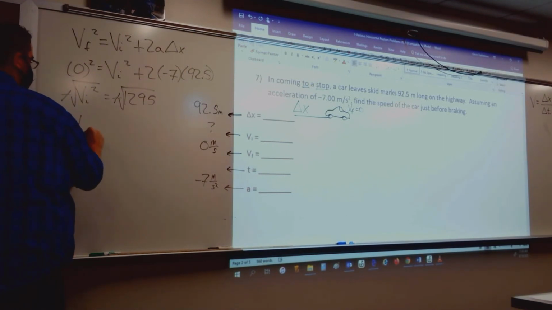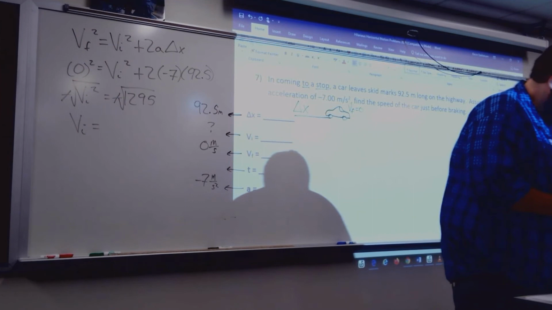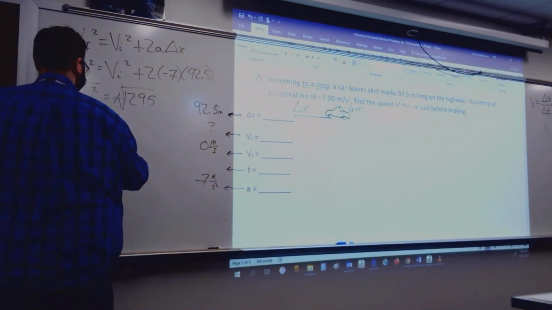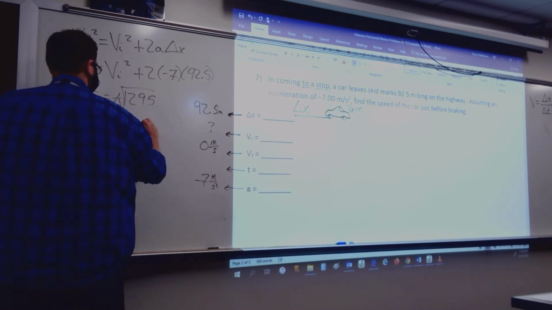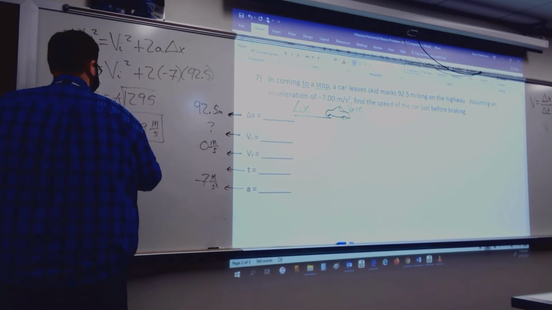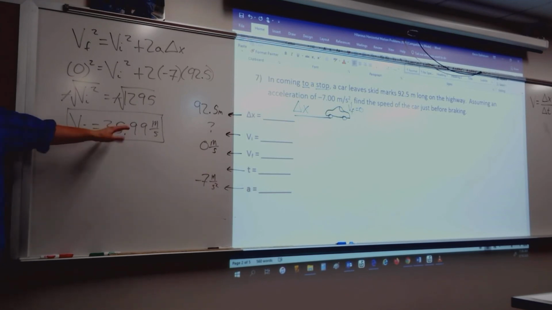So Vi comes out to, what is this? 35.99. Yep, 35.99 meters per second. Units are extremely important. 35.99 meters per second. If you take the estimation for miles per hour, multiply it times a little bit more than 2, it's about 36 meters per second times 2, which is 72. It's about 75 to 80 miles per hour.